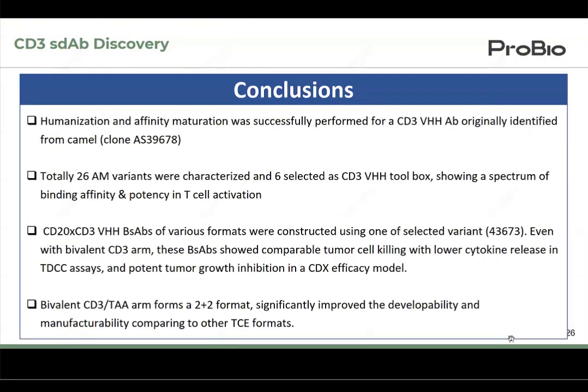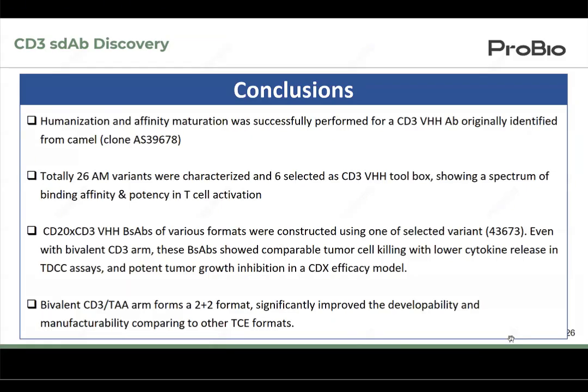Let's do a really quick summary of what we have seen so far with these case studies. First of all, the humanization was successful with this CD3 VHH. The affinity is significantly improved. In total, 26 affinity matured variants were characterized, and 6 of them were selected as the top candidates, showing a spectrum of binding affinity and potency in the T cell activations.